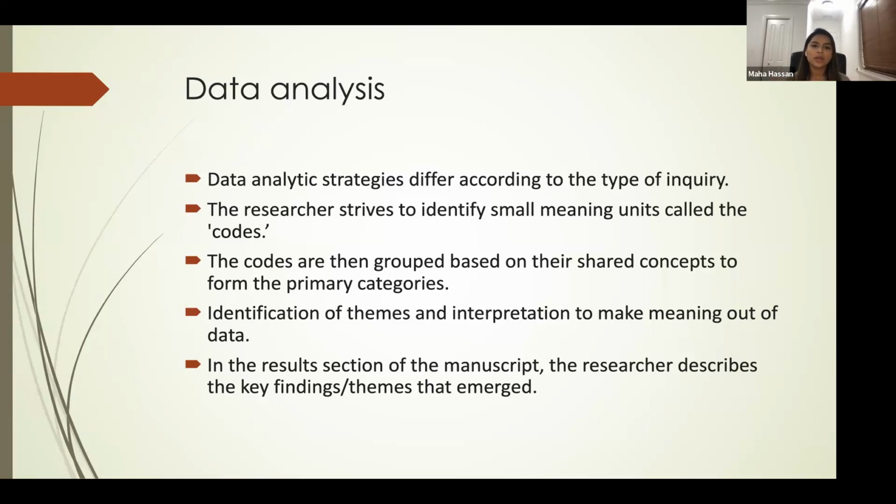The researcher strives to identify small meaning units called codes. So you read the data that you've gathered and then you see, are there any words that are coming up again and again that are related to your topic of interest? Those are codes. The codes are then grouped based on their shared concepts to form the primary categories. You're basically trying to get themes that are emerging. So you identify themes that are emerging. If you spoke with 10 people and 10 people said one thing which was common in all the interviews, that's one theme which is common in all the interviews.